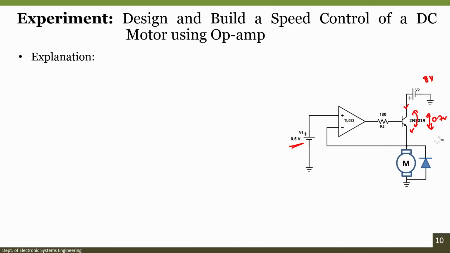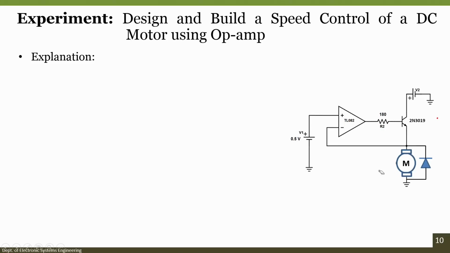The purpose of this diode is called freewheeling. When the motor is not working, whatever energy is stored should dissipate. So, when the motor is off, whatever energy is stored will be dissipated across the coils inside the motor, so that it will not damage the transistor. So, this is called a freewheeling diode. These are the components that we are using here.